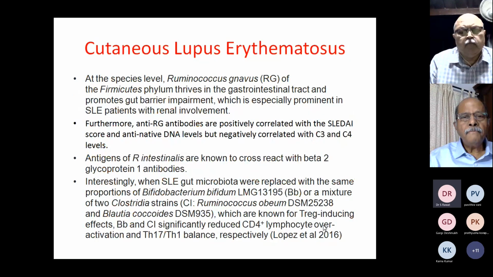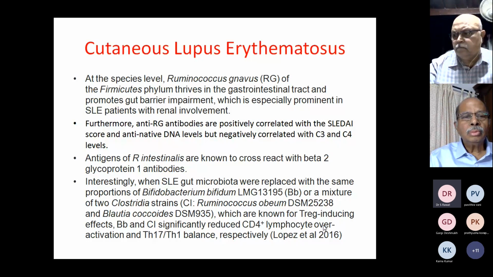Then some other species like Ruminococcus gnavus and Firmicutes also thrive in the gastrointestinal tract, and they promote gut barrier impairment, which is especially prominent in SLE patients and those with renal involvement. So if these two bacteria are there, obviously this patient is likely to have more systemic problems.